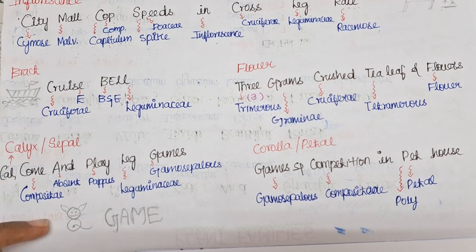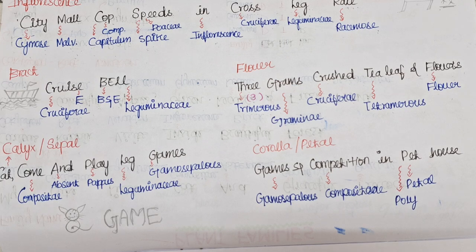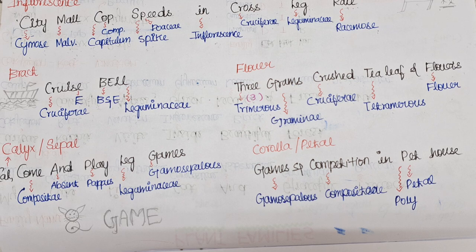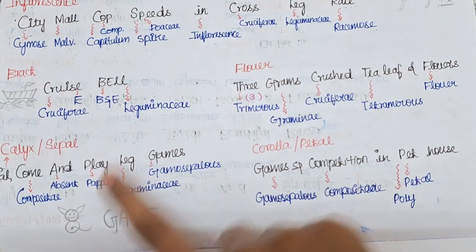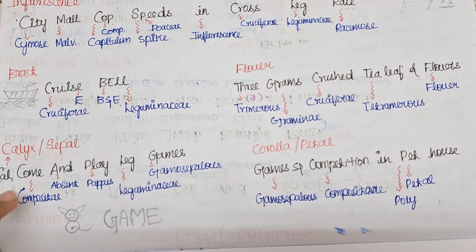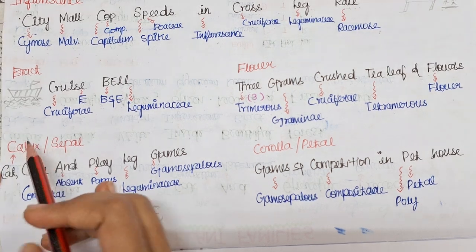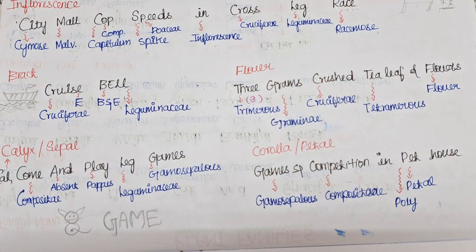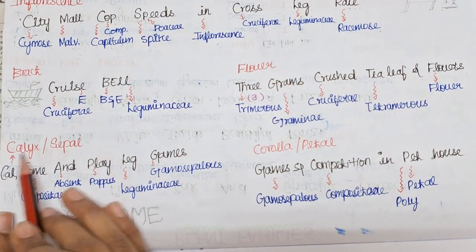So you are already having a cat, right? So you are calling your cat to play leg games. Already we have seen leg games here as well. So here also we are covering the leg games. So cat, come and play leg games. You're calling your cat, you are saying that. So cat is for calyx. It is almost similar: CAT, CAL. So you can easily remember. So calyx or sepal.